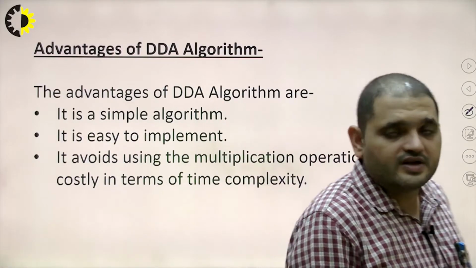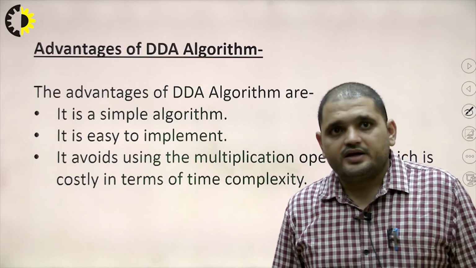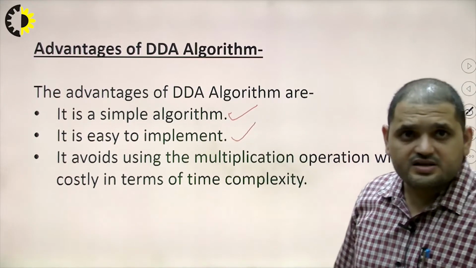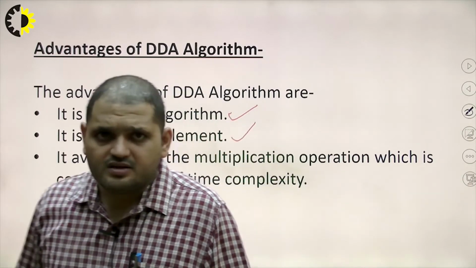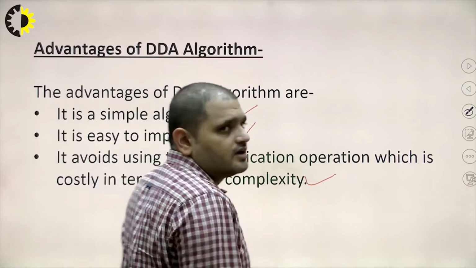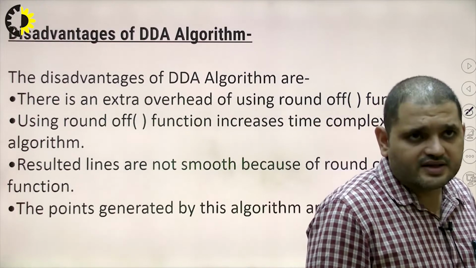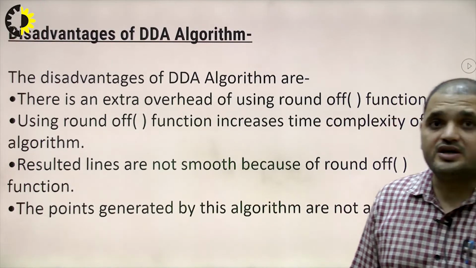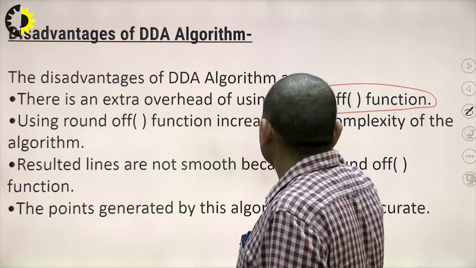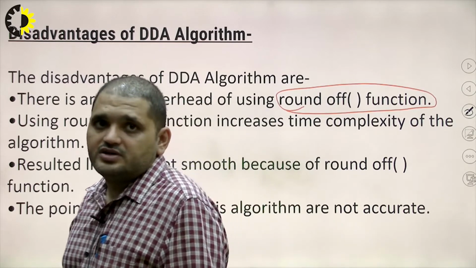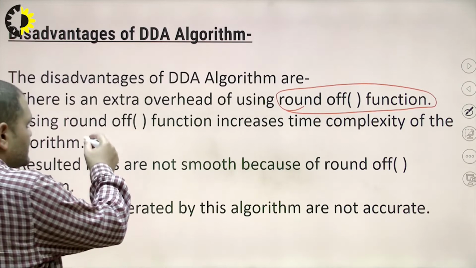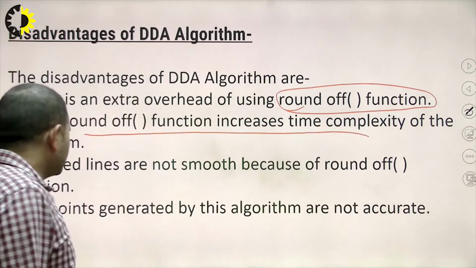So the advantages of the DDA algorithm are: it is a simple algorithm, it is easy to implement, and it avoids using the multiplication operation, which is costly in terms of time complexity. Then the disadvantages: there is an extra overhead of using the round off function. Obviously every time we are rounding off, so there is an extra overhead. Using the round off function increases the time complexity of the algorithm.